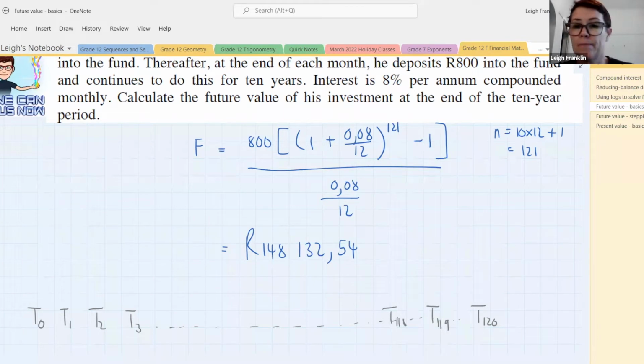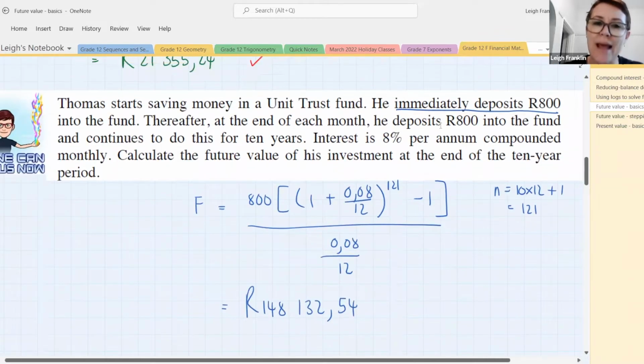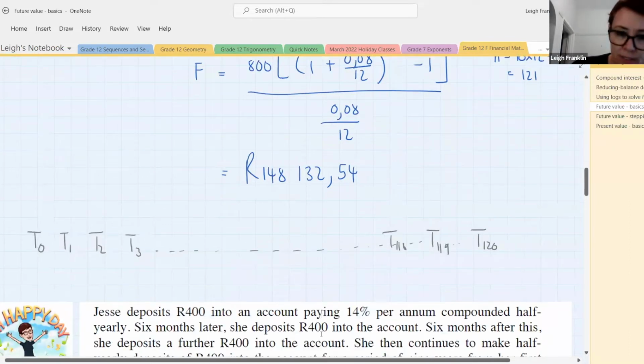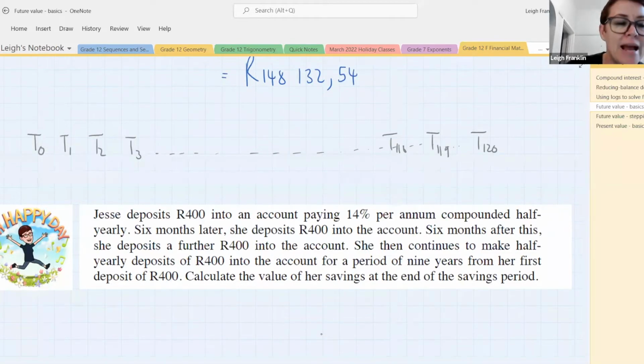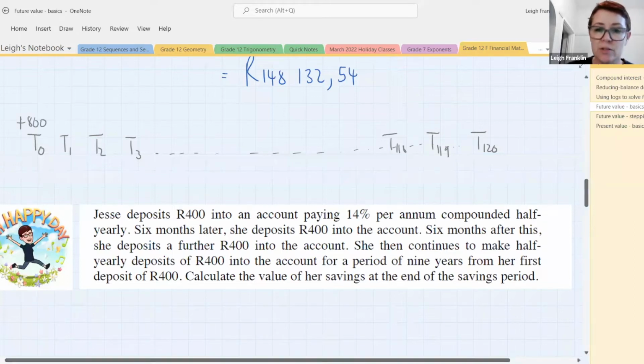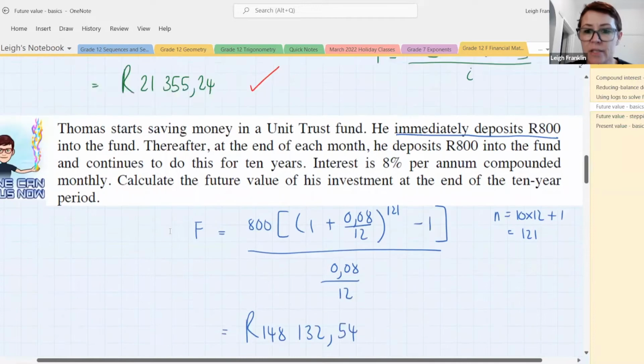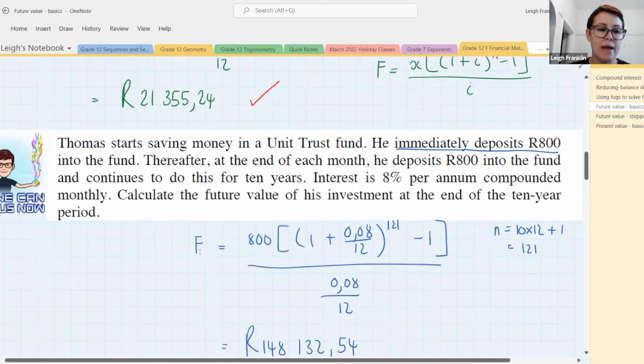Why are we adding +1? This is exactly what I'm explaining. It's because of the language in the question. It says to us, he immediately deposits 800 Rand into the fund. So when you read the words he immediately deposits, they are telling you that there is a payment at T0. When they say he's made an immediate deposit, it means there is a payment at T0.